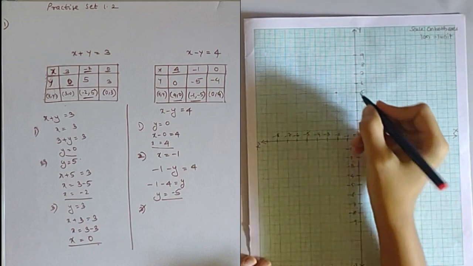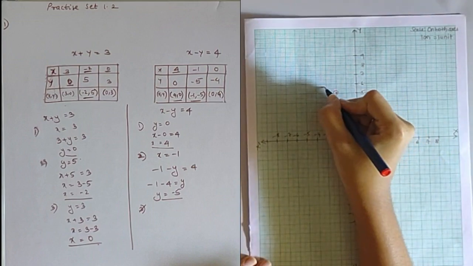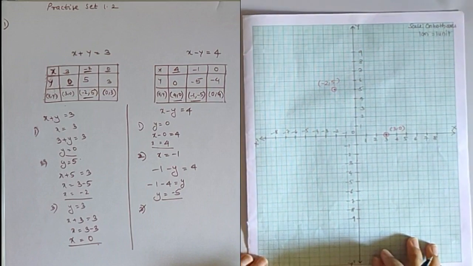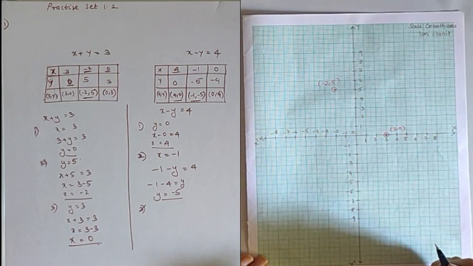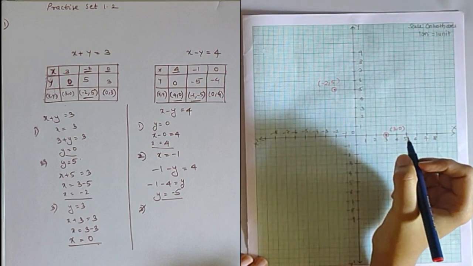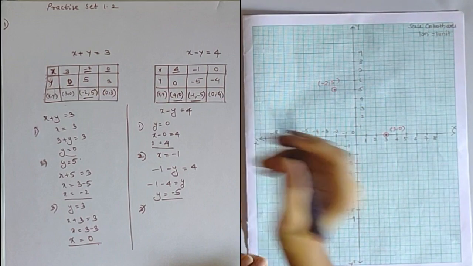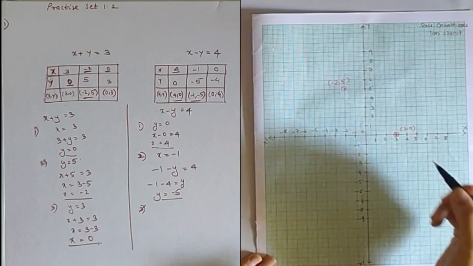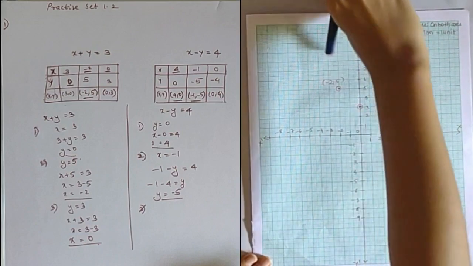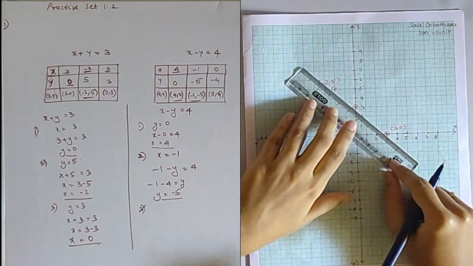Fine. (Minus 2, 5). Next, (0, 3). So what is (0, 3)? (0, 3). So this is your line 1. So I'll make a line through these 3 points.